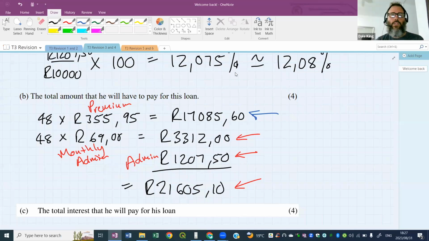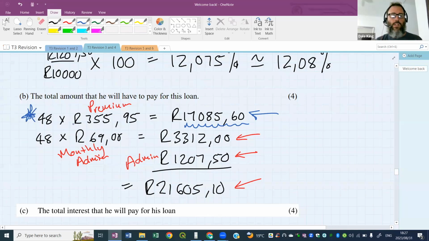All right, so we don't take the bottom numbers or the total here. We're just taking the 17,085 Rand 60. Because if this question didn't mention an admin fee, a monthly admin fee and a once-off admin fee, we wouldn't look at them anyway. All right, it's got nothing to do with the interest calculation. The interest calculation is just this first line here.